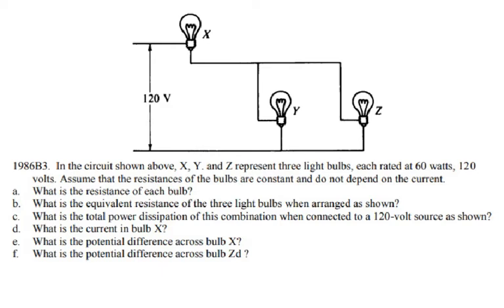When they say 60 watts at 120 volts, that means if these light bulbs are connected to 120 volts directly, they would give away 60 joules per second, because watts is how much energy is given per second. So assume that the resistances of all bulbs are constant and do not depend on the current. What is the resistance of each bulb?